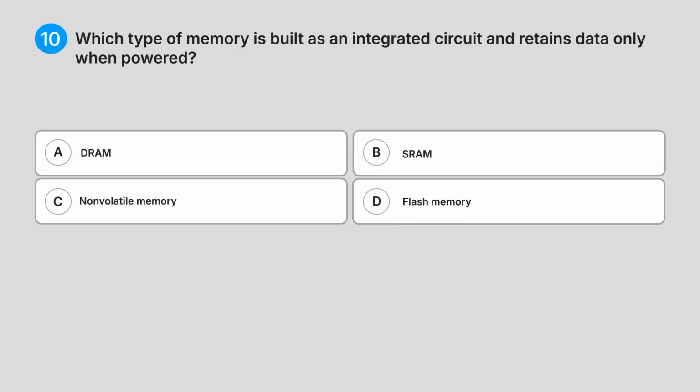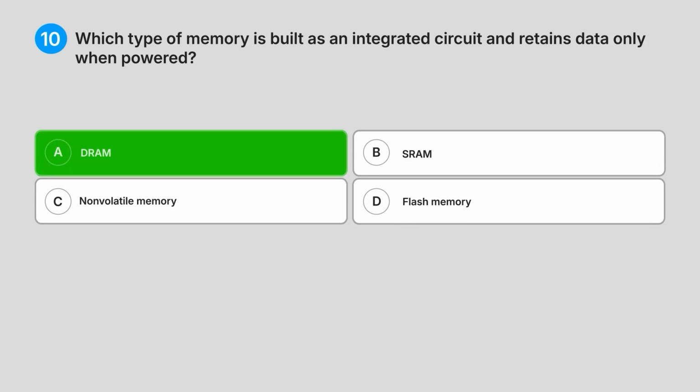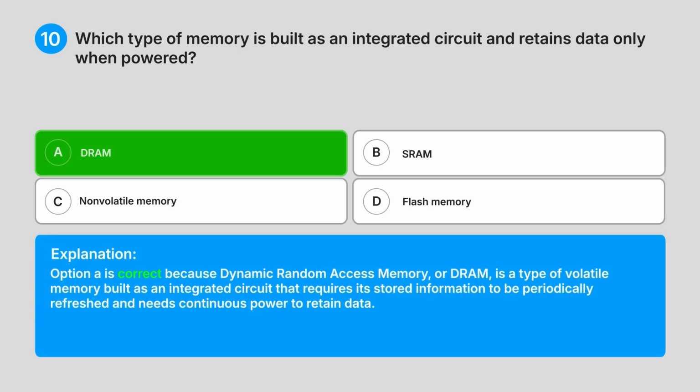Correct answer, A. DRAM. Explanation: option A is correct because dynamic random access memory, or DRAM, is a type of volatile memory built as an integrated circuit that requires its stored information to be periodically refreshed and needs continuous power to retain data.